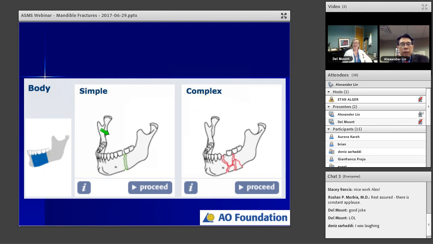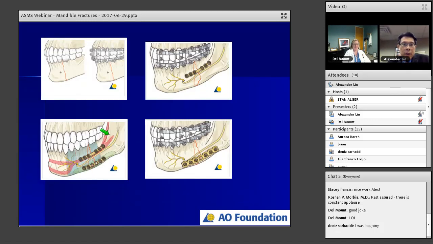Okay, there's only 3 other areas, and then we'll do cases. So the body is another very common site of fracture, and you can classify this as simple or complex. When you look at a simple fracture, again, if it's really a well-aligned fracture, and it could be displaced, but as long as you reduce it, it doesn't mean it's not displaced.